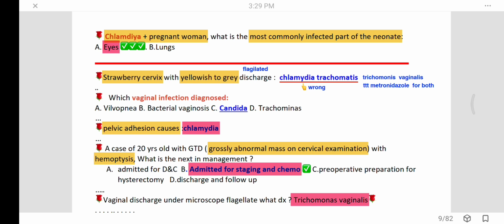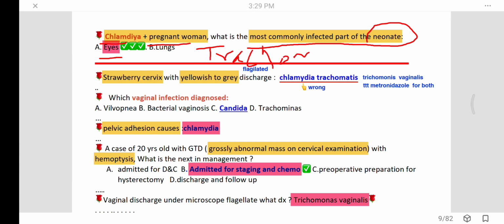Now we are discussing page 9 of the Alaa notes. The question says chlamydia infection plus pregnant woman. What is the commonly infected part of the neonate? Now here the terminology is changed: which of the following parts of the neonate is most commonly infected? It is the eyes, because chlamydia causes trachoma in the neonate, and it is the most common cause of blindness overall in the world.